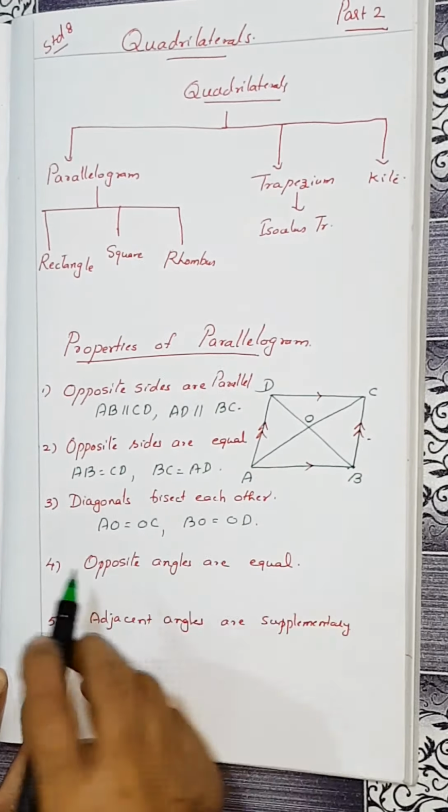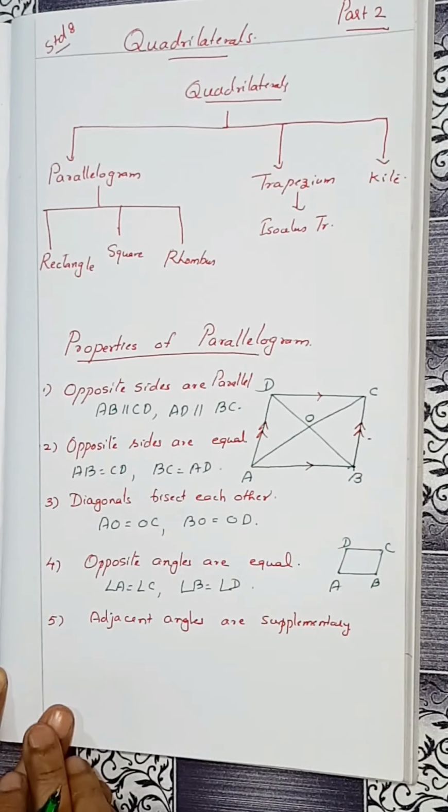Now opposite angles are equal. That means angle A, that is DAB, is equal to angle DCB. So suppose I am drawing a figure like this: A, B, C and D. So opposite angles are equal. Angle A equal to angle C and angle B equal to angle D.